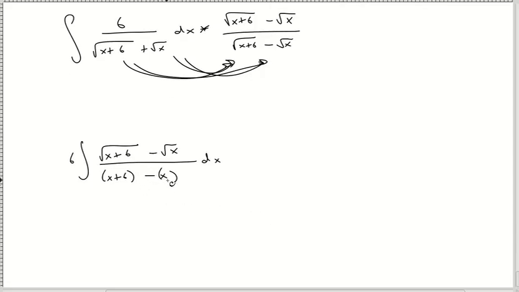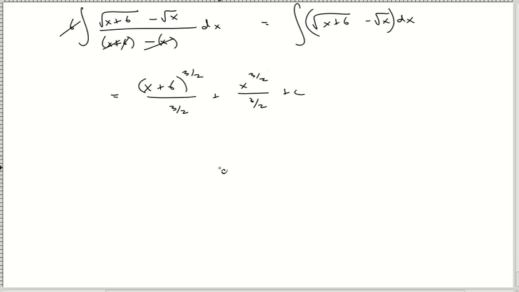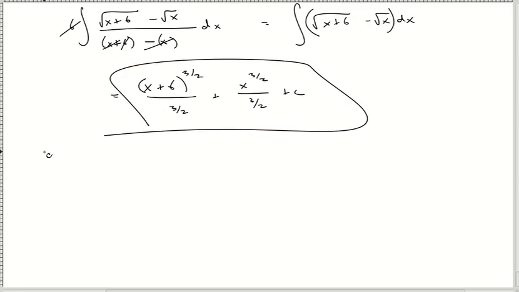Notice again here that I got x plus 6 minus x. These x's cancel. And then I got 6 in the bottom and 6 in the top, and those cancel. And so I ultimately end up with this guy right here, which is much, much easier. Add 1 to the power, divide by the new power, for both of them. And, well, there's your answer. I guess you can make it look pretty if you like. Ta-da! Wow, that was not too bad.